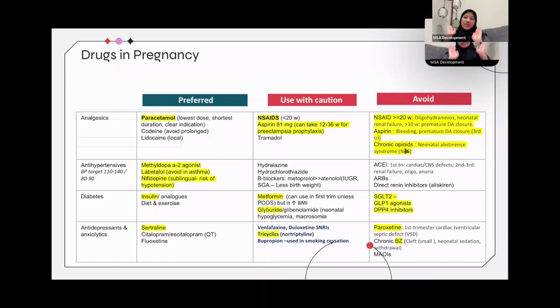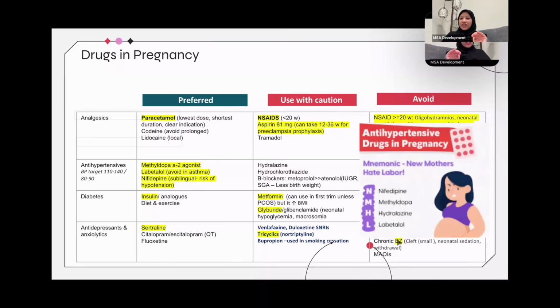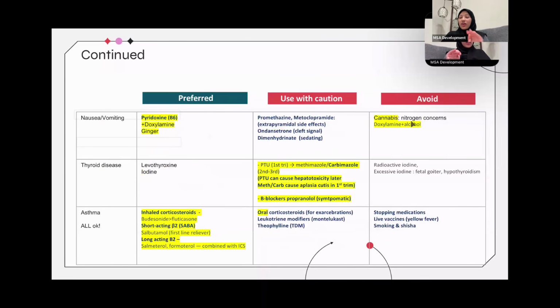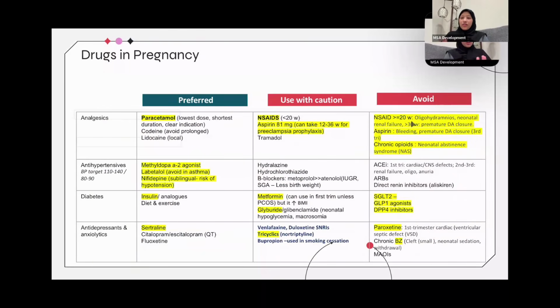Opioids in general, drugs like opioids, benzo, anti-epileptics, cannabis, alcohol. Just remember, rule of thumb, avoid in pregnancy. In opioids, if someone is taking opioids, the baby will have something called neonatal abstinence syndrome, which means that the neonate, once it's born, will have withdrawal symptoms of not having that opioid that the mother was taking before in pregnancy.